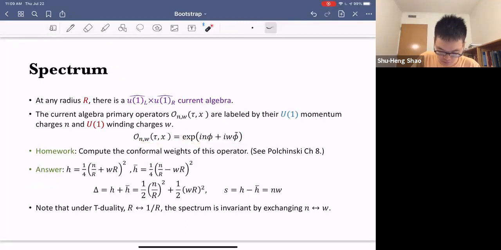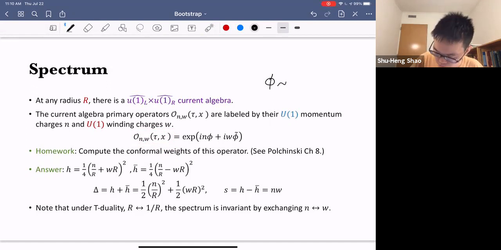Right, so U1 momentum shifts phi, and if the operator involves e to the i n phi, it obviously carries the charge n. I should make one comment though, that this O and W are well-defined local operators in this c equals 1 CFT, but the field phi itself is not really a good local operator.